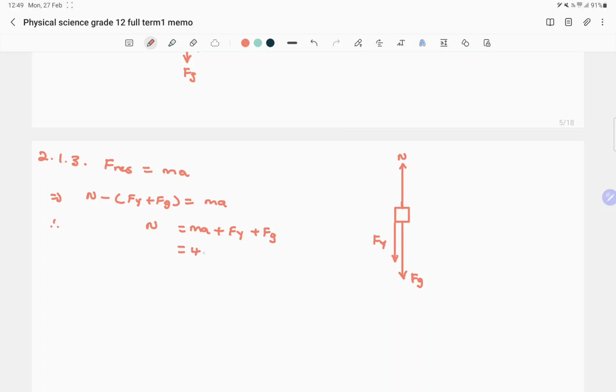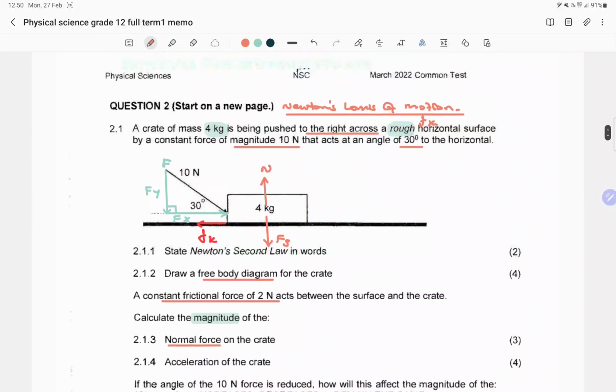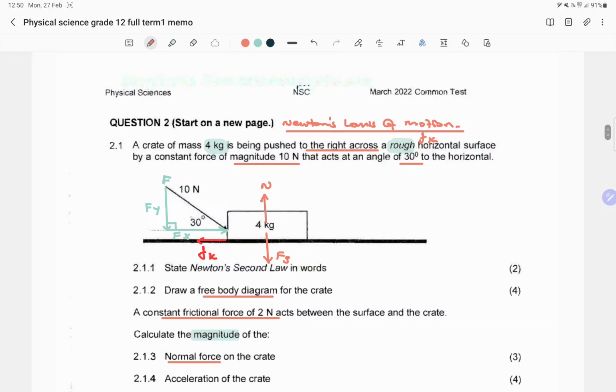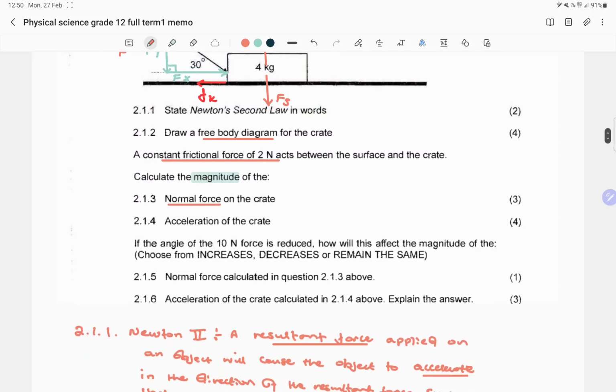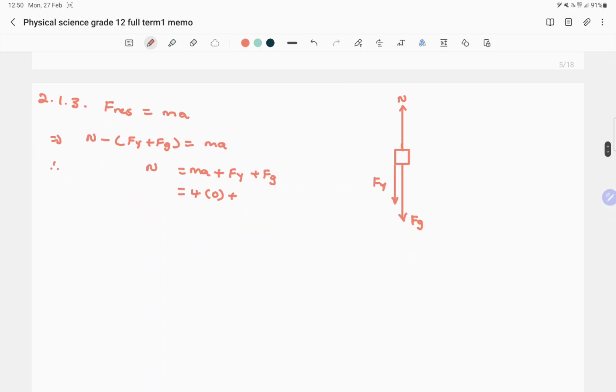Now we can substitute. This was 4 kilograms. There's no movement in the vertical direction, so the acceleration is 0. Plus Fy. Remember, you look at this triangle here. If you want Fy, it is opposite this angle. So you can say sine 30 degrees is going to be Fy over F, okay? And then you just cross multiply. I don't want you to cram this. I know you can know it from memory. So this is going to be 10 sine 30 degrees, plus Fg is basically 4 times 9.8.